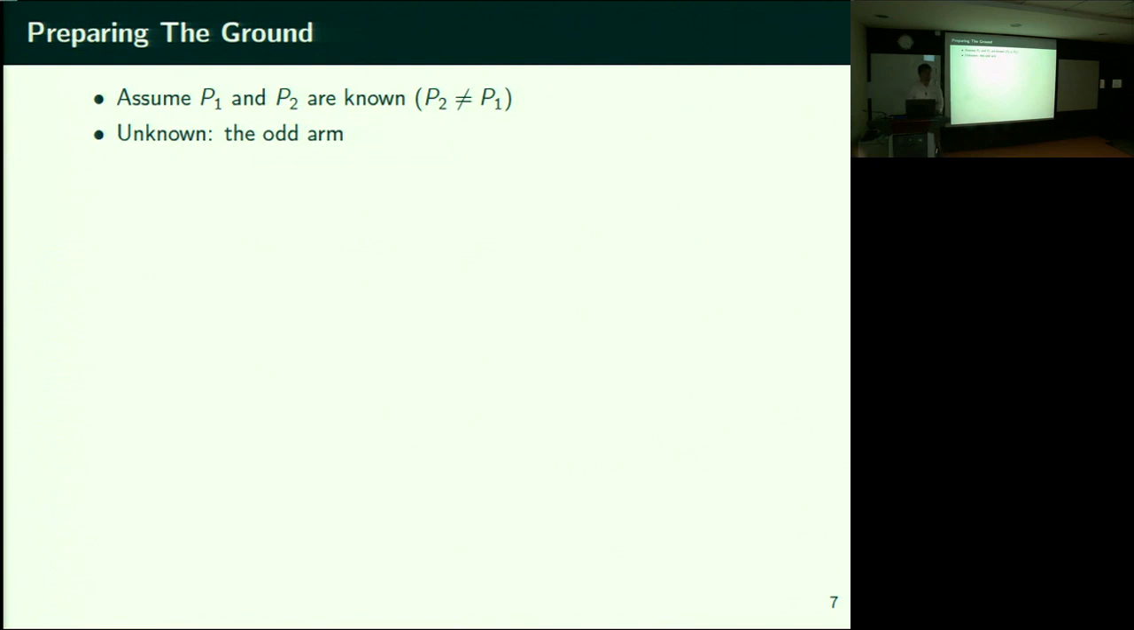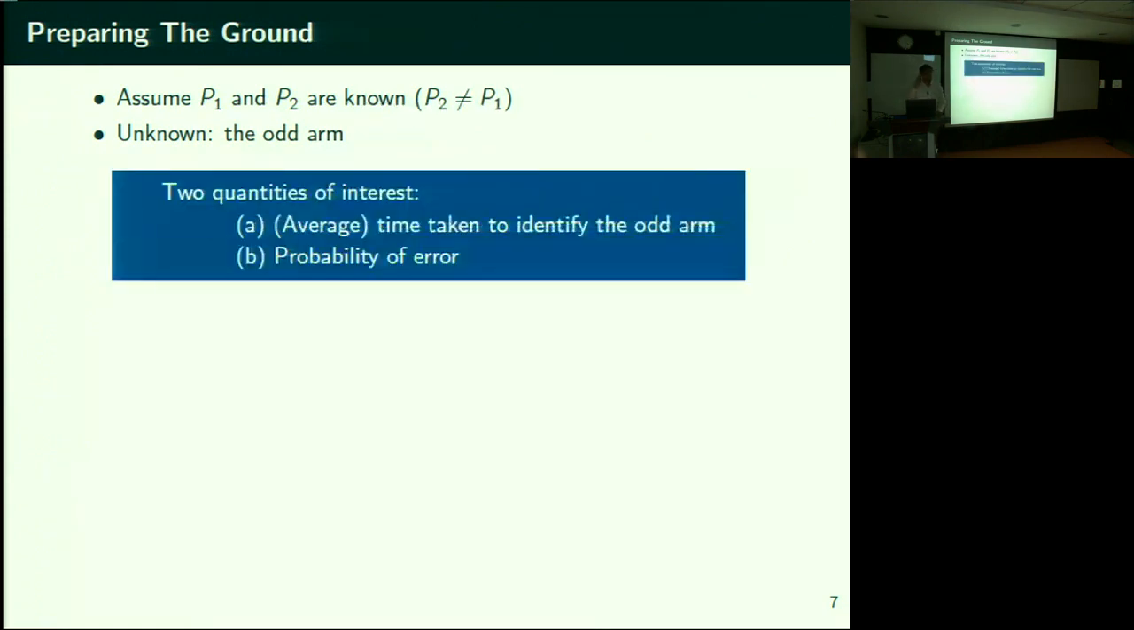So the only unknown in this problem is the odd arm. Where is the odd arm? Correct? Okay, so there are two quantities that are of interest in such problems. What are those? How much time did you take to identify the odd arm? Number one. Yes, that's very important. But when you reported your answer, how correct were you? That is also another thing. Okay, so there are two quantities of interest.